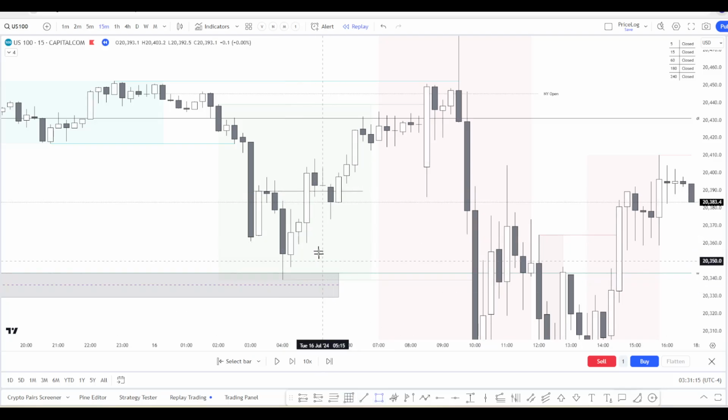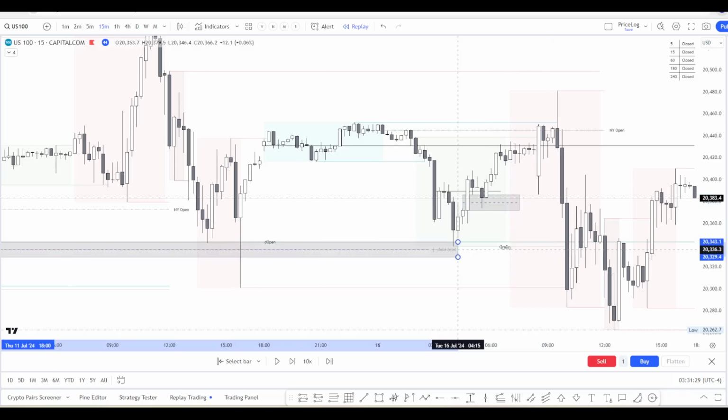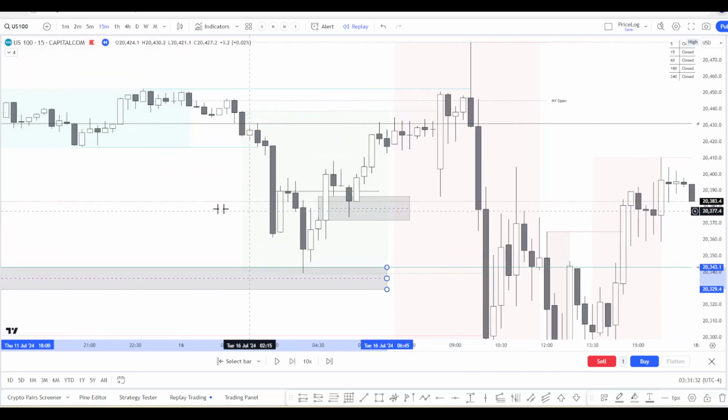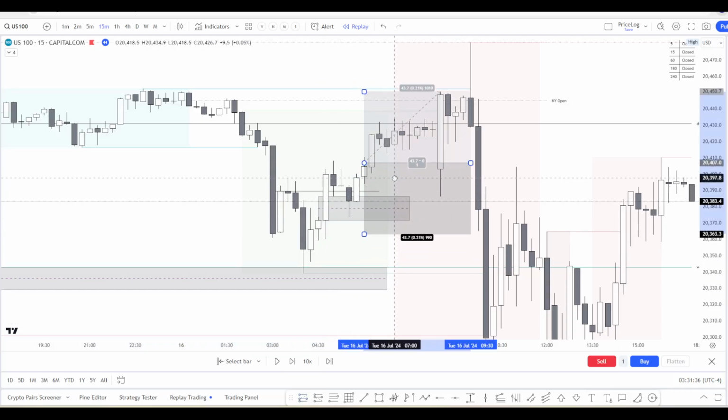At the same time, we have our fair value gap. And we know from finding the daily bias, it's the same on the 15th. So we know that we can look for a long here because on the daily bias, we know that we want a long from the daily volume imbalance. So let's say that we get involved around this area here somewhere.